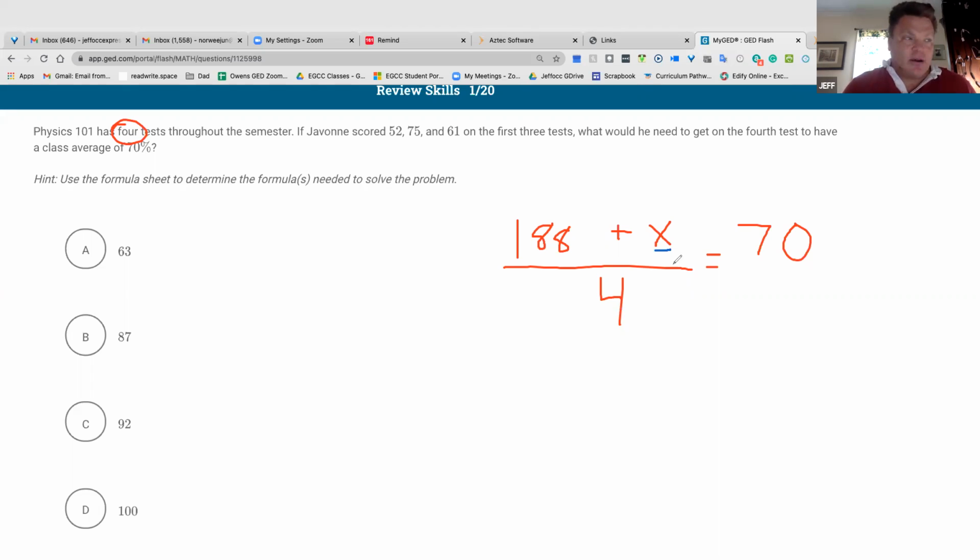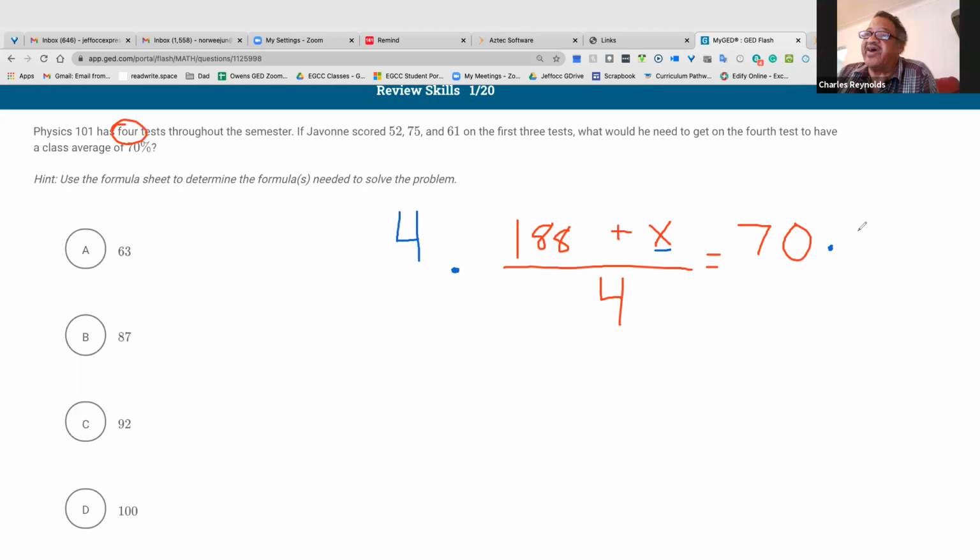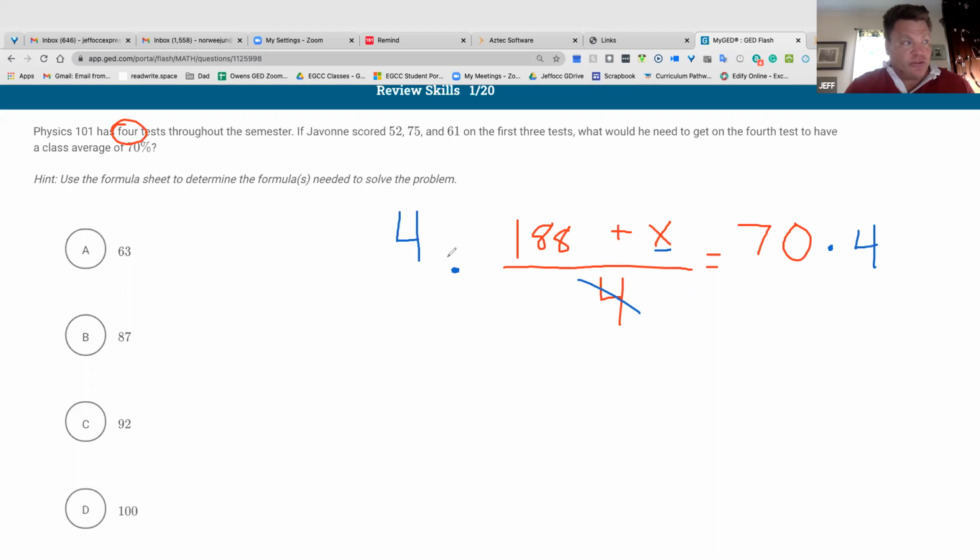Since it's downstairs and it's dividing from all of that, we do the weird thing of putting it upstairs and multiplying like that. So then whatever we do to this side, we got to do to the other side. Because on the left side, where the x is, we want to do all the artwork and just cross stuff out. Right? Because that'll cancel out that. 188 plus x comes on down. And on the right side, the opposite side is where we do the real live math. And that would be 280.